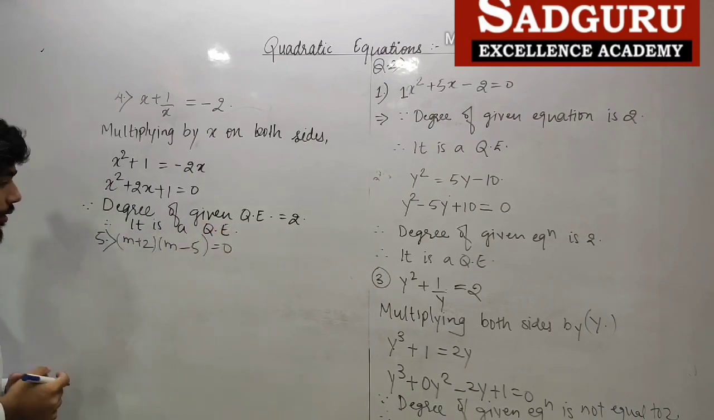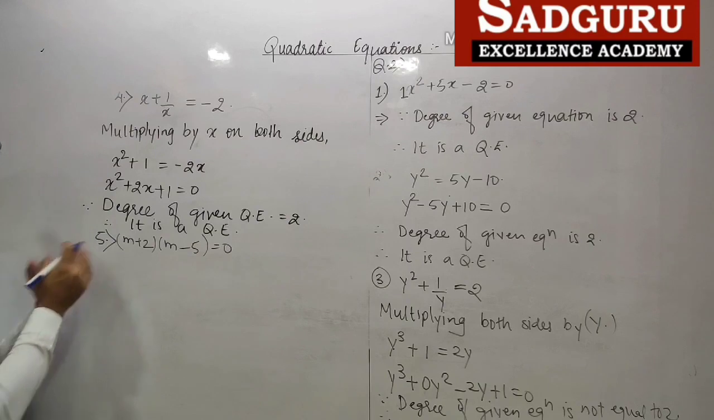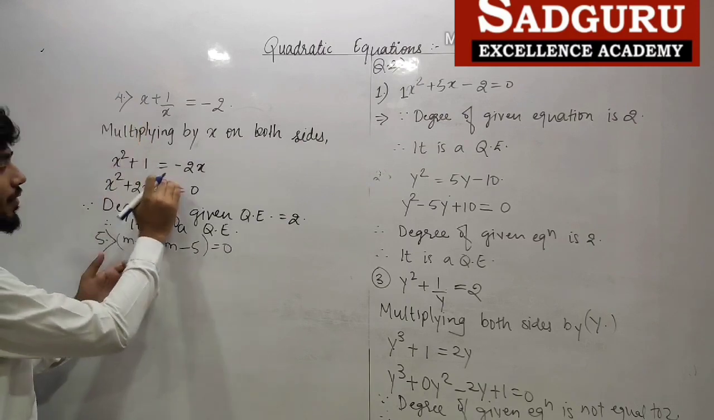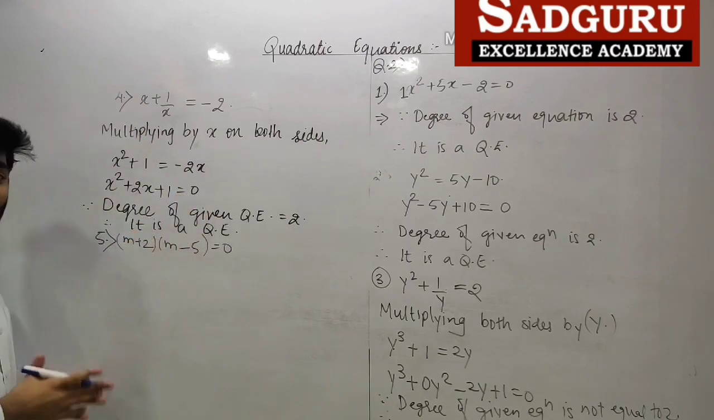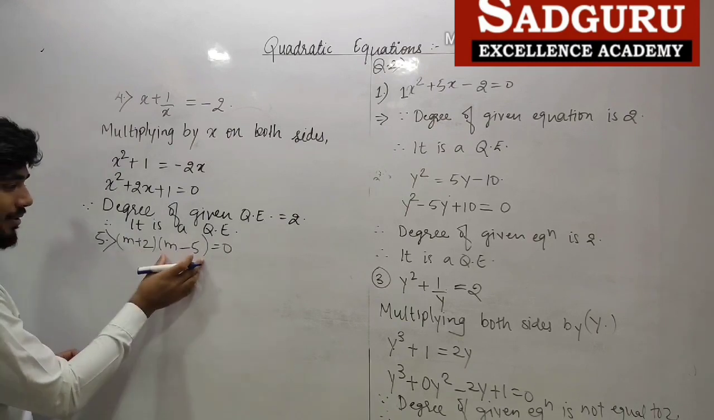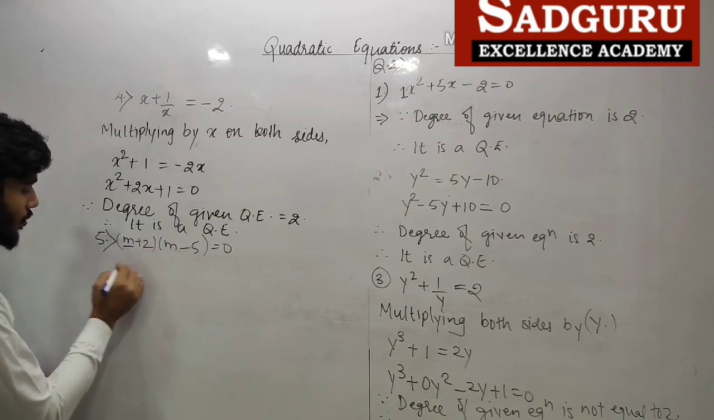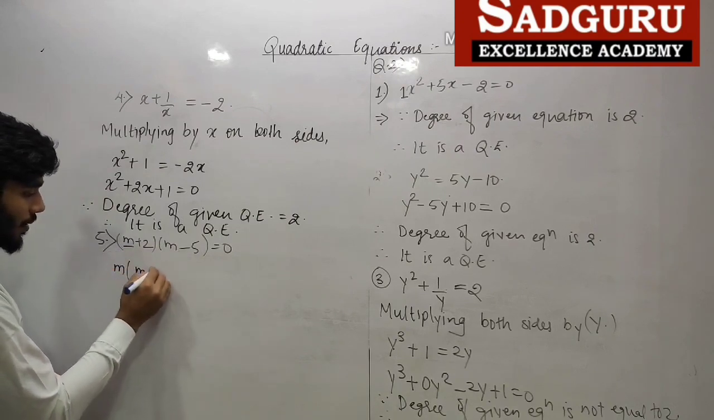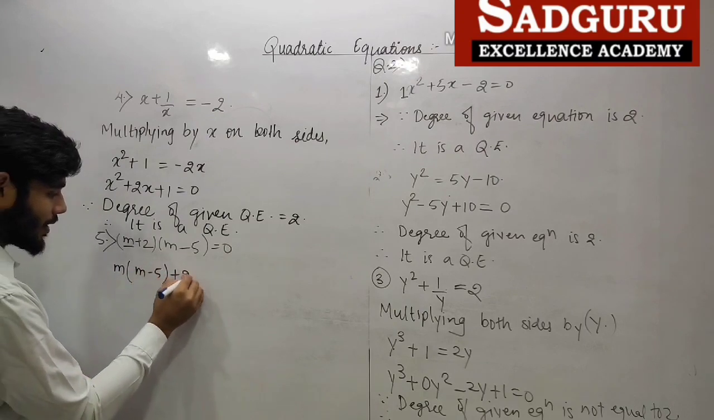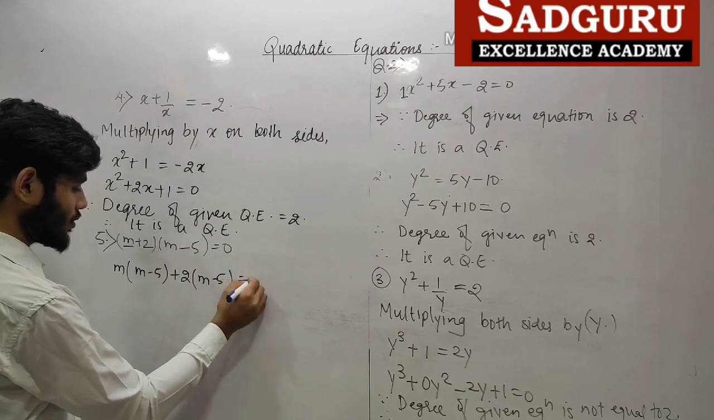Alright? Okay, now let's move on to the fifth question. So this is the given question. Now we have to convert this first into its general form, then we have to check whether it is a quadratic equation or not. So here there are two brackets, so we have to multiply these two brackets. So first m multiplied by the whole bracket. We all know the tricks of multiplying, right? The m minus 5 equal to 0.